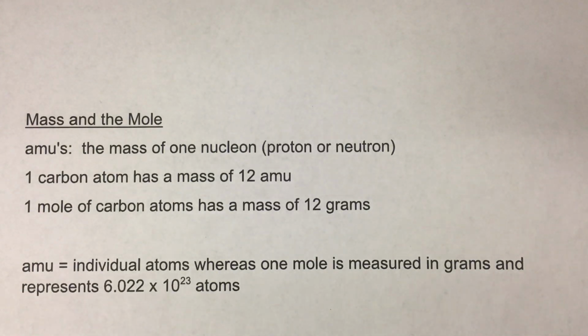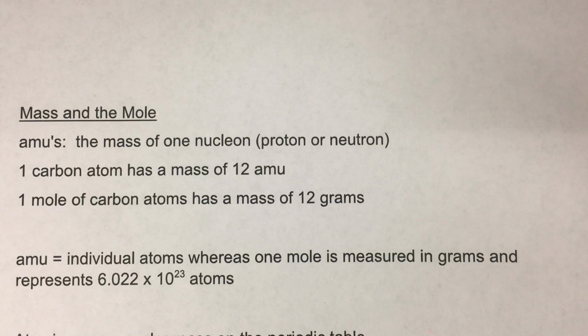All right, so this will be a short explanation on the notes that we have between mass and the mole relationships. A term that we've used is AMU, the atomic mass unit, and that's just the mass of a single proton or neutron. It would be 1 AMU. Carbon sets our reference point here: the isotope carbon-12 has 6 protons and 6 neutrons, so a mass of 12 AMUs.